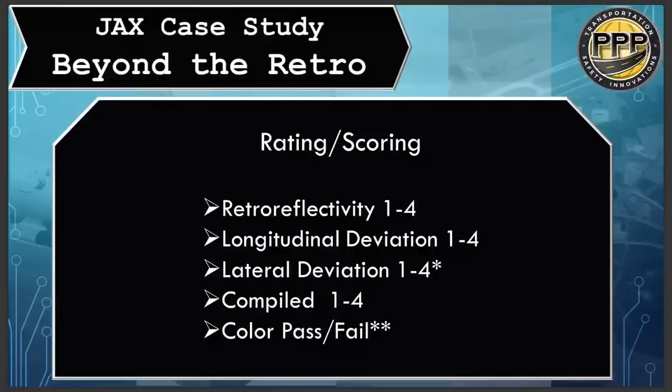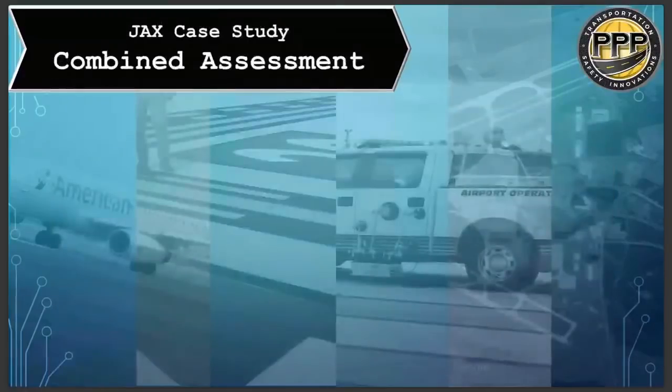Also longitudinal deviation, so it's looking for that. Is there any dramatic change between 1 foot to the next foot to the next foot? Actually, we're averaging about every 5 feet. Lateral deviation, we talked about that several times. And then we have a compilation score that takes all these into account and gives you an overall score. And then, of course, a color pass/fail, where the LLG7 color is the only mobile unit that can actually measure white and yellow or any color for nighttime color visibility.